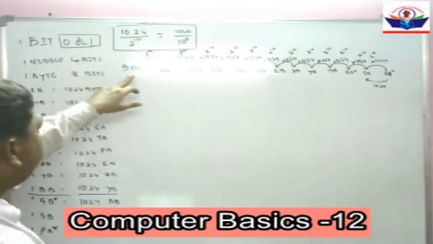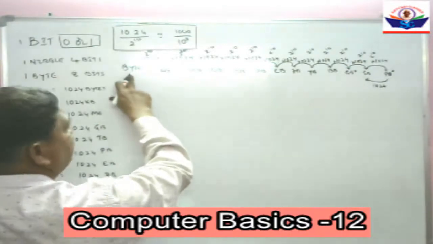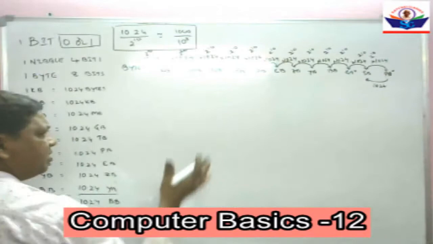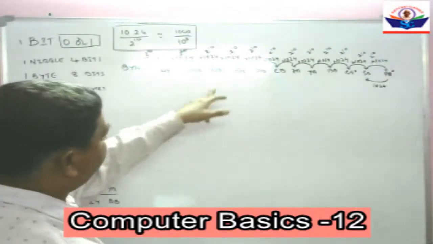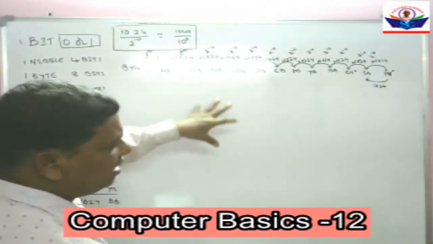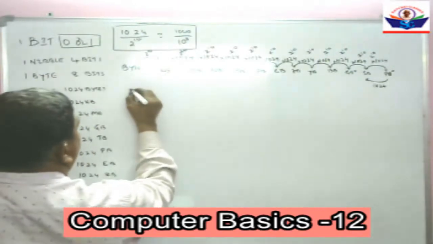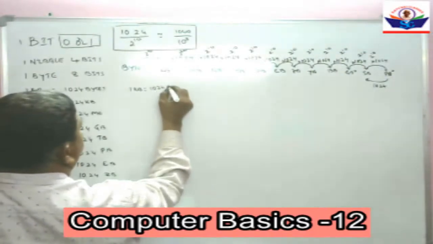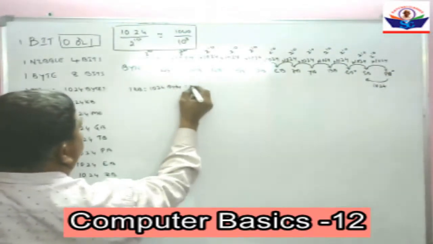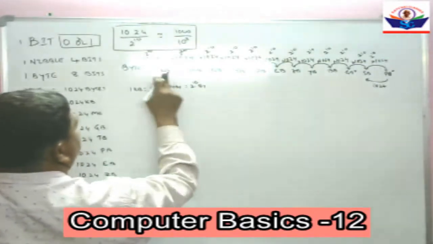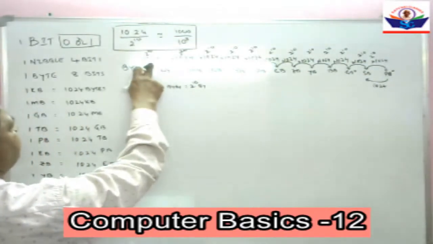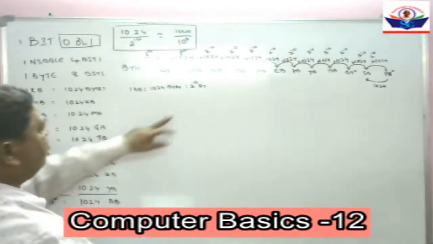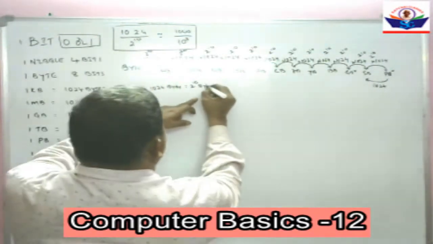So if you want to calculate how many bytes there are, by seeing this figure, immediately we can say that 1 KB is equal to 1024 bytes or 2 to the power of 10 bytes.